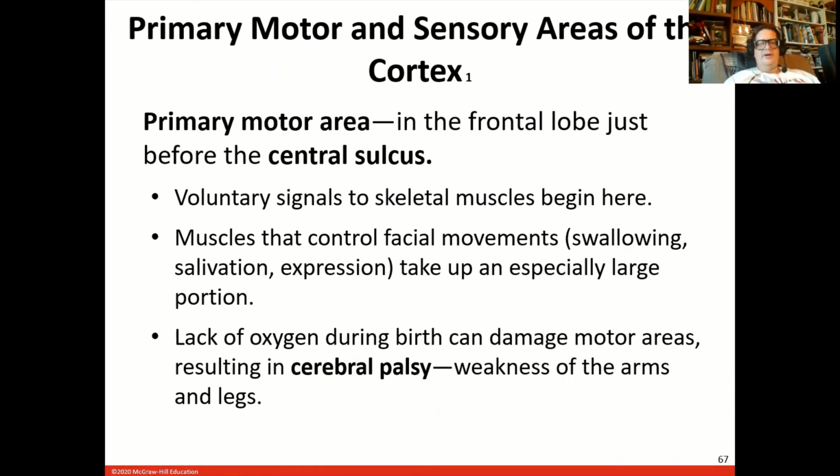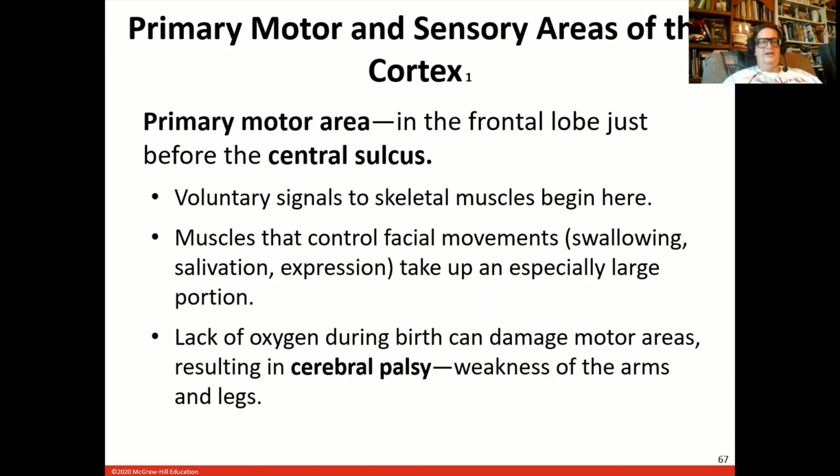The primary motor area sends voluntary signals to skeletal muscles. There are large amounts of muscles for swallowing, facial expressions, things like that, because that's important for understanding if the person talking to you is threatening or scary. It's a good part of how we function as a social species. So fine control of all of our muscles that convey emotion.